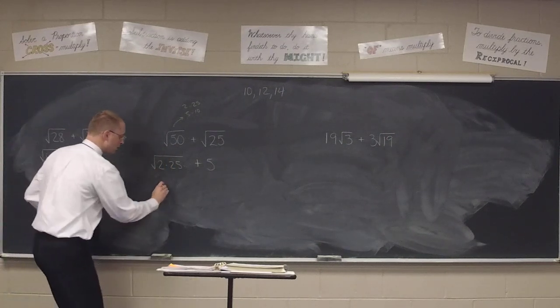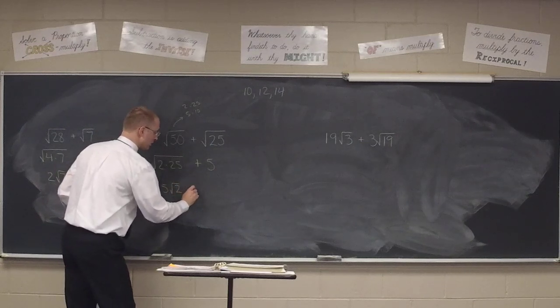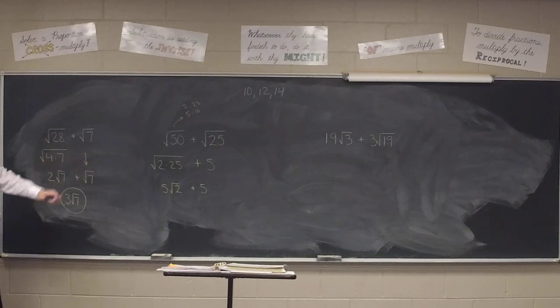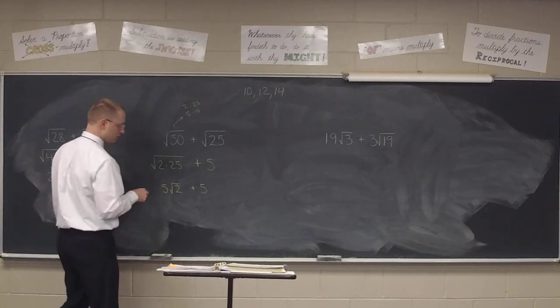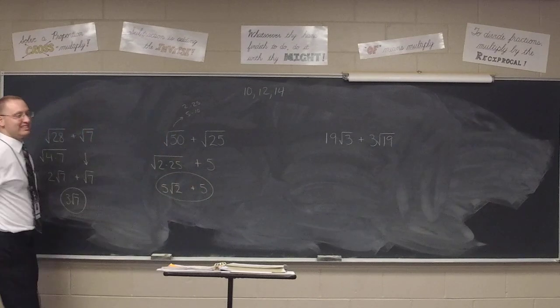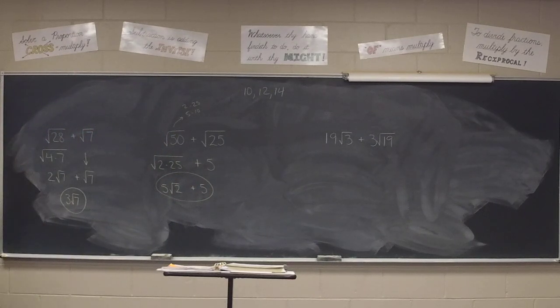5 times the square root of 2. There we go. All right, and what do we get when we add 5 squared to 2 plus 5? 5 times the square root of 2 plus 5. Perfect answer. They're not similar radicals. You can't add them. Good.